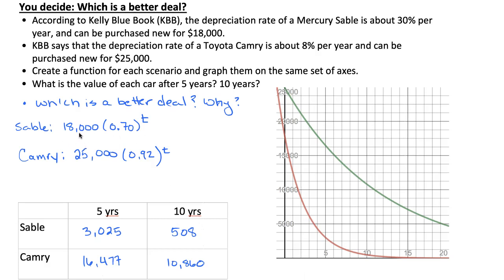The Sable is 18,000 times 0.70 to the t because the retained value is 70%. And the Camry is 25,000 times 0.92, because 92% is the retained value, raised to the power of t. So if you put in 5 and 10 for each of those, these are the numbers you get down below. And if you graph them on Desmos on the same set of axes, you get these two equations that are quite different. All right, we'll see you in class.